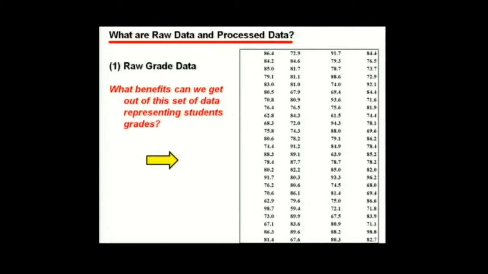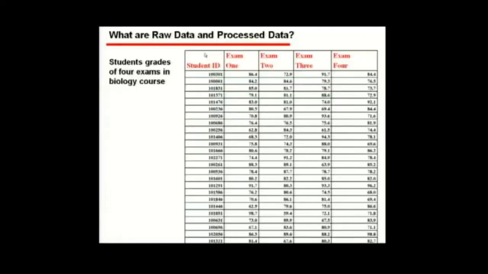What benefits can we get out of this set of data? Well, we really cannot get much out of it, because we need to know more to be able to convert this raw data into processed or useful or meaningful data. Let's now see if we add some identity to the data. As you can see here, the first column represents the student's ID. And now the four columns that we've seen in the first slide are identified by exams. So the first column represents exam 1, the second exam 2, exam 3, and exam 4.